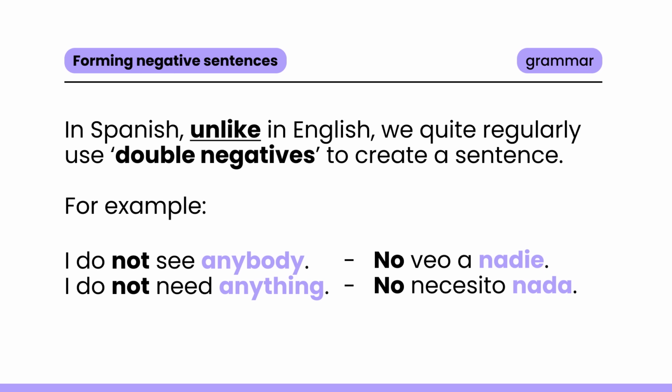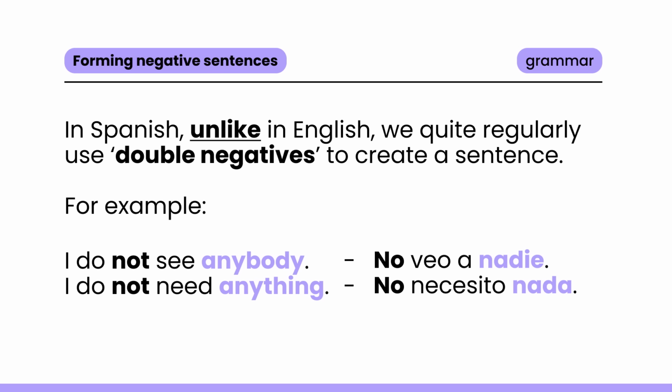And the same thing goes, for example, for anything. So I do not need anything in Spanish becomes I do not need nothing. No necesito nada. I do not need nothing. So instead of anybody or anything, it becomes nobody or nothing. So that's another very important thing to notice about the Spanish language, which differs from the English language, that we use these things called double negatives.